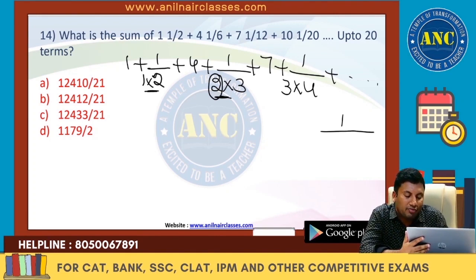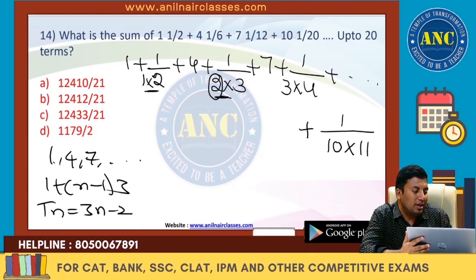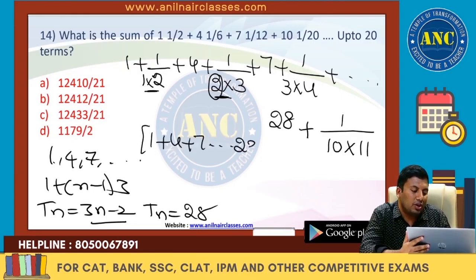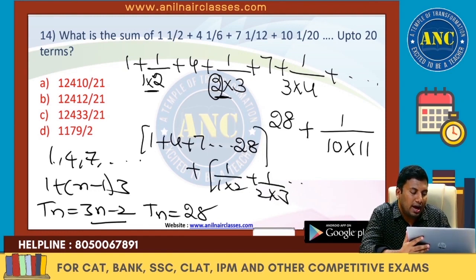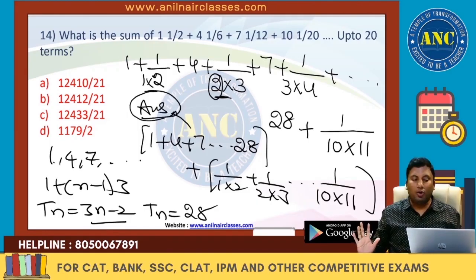Tenth term denominator is 1 by 10 into 11 plus 1 by. Here it is 1, 4, 7 and so on. A plus n minus 1 into d. Tn is nothing but 3n minus 2. So Tn is 30 minus 2, 28. That means there are 2 series: 1, 4, 7 and so on up to 28, plus 1 into 2 plus 2 into 3 and so on up to 1 by 10 into 11. Whatever the answer that you get from this value, that itself is the answer. I hope the idea is clear.